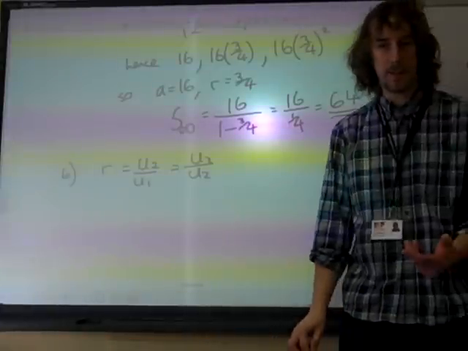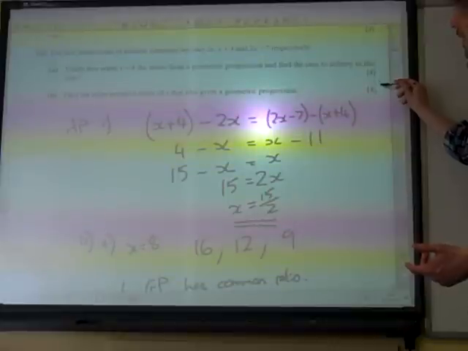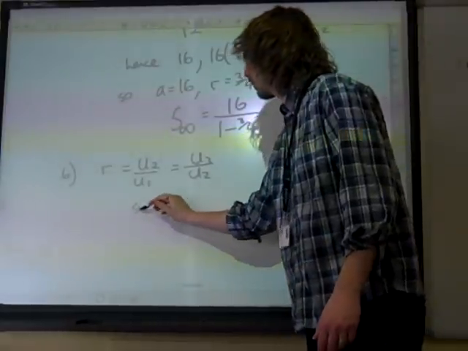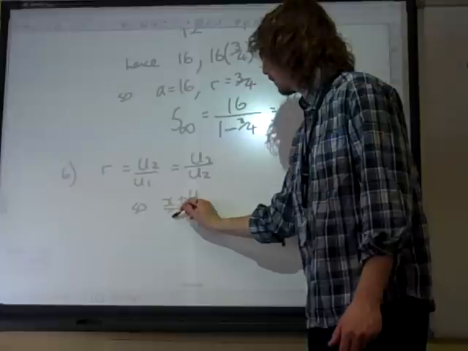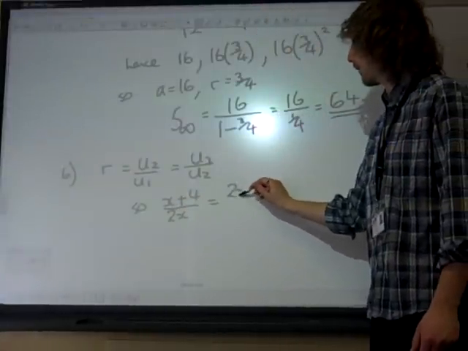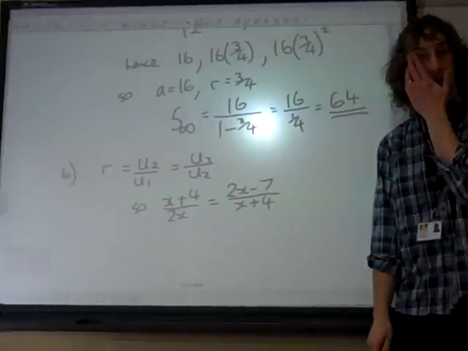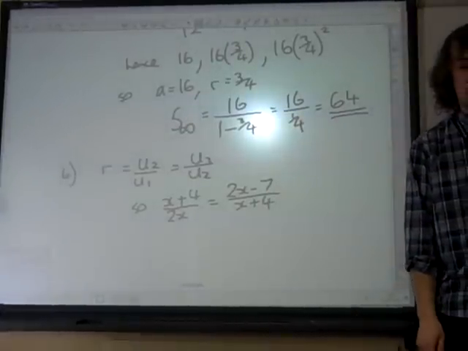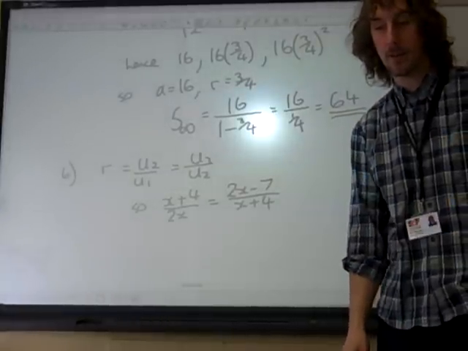So we can use that idea and say the second term, x plus 4, divided by the first term, which is 2x, must be equal to the third term, 2x minus 7, divided by the second term, which is x plus 4. And that, I think, is an important equation to set up to help us on our way with this.